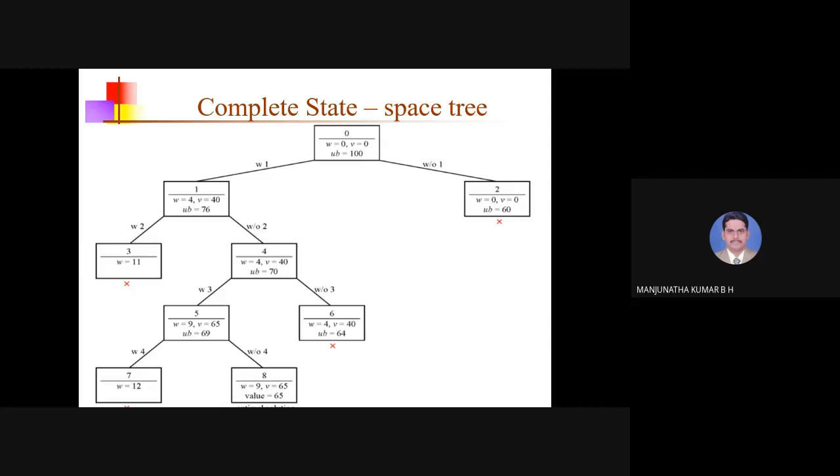Node 3 weight is becoming 11, violates the constraint. Stop that node 3 there itself. Node 4 upper bound is 70. Explore node 4 again. You will get with 3 and without 3, two nodes.